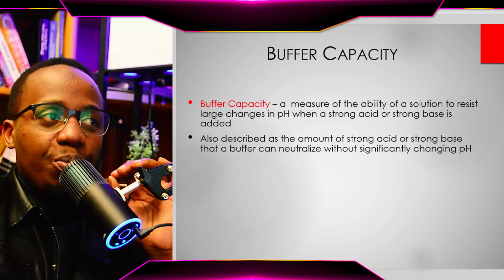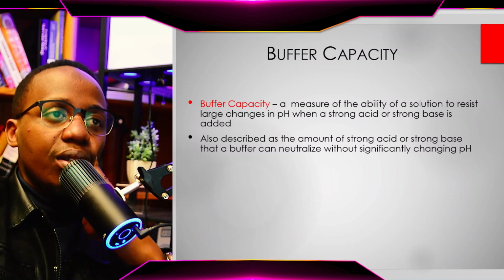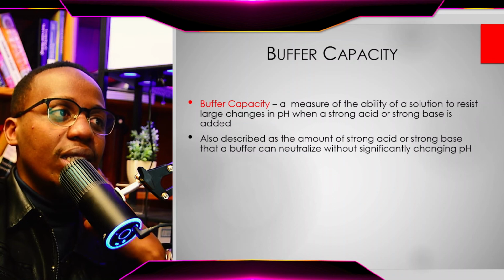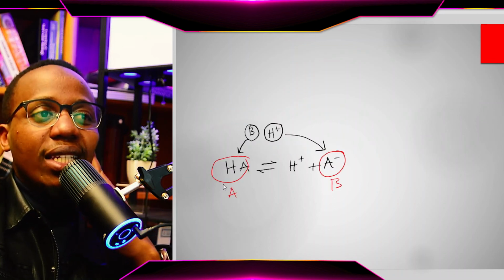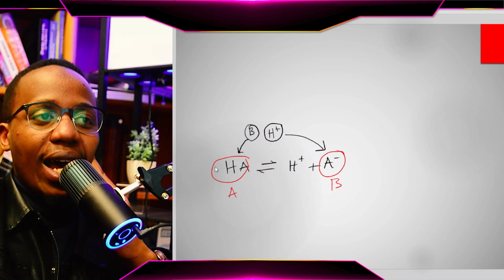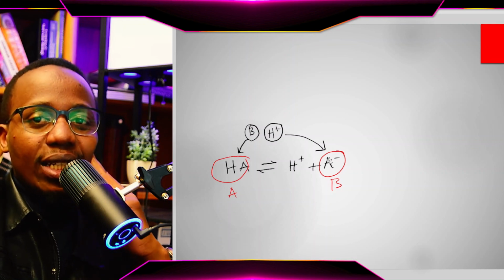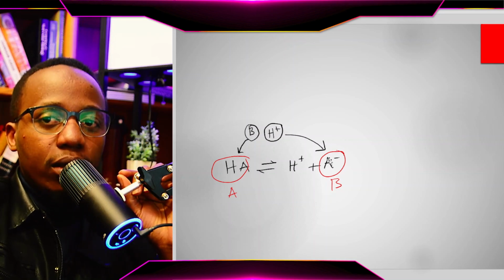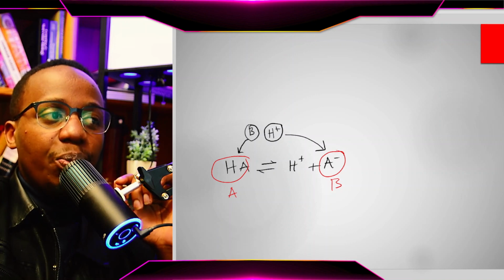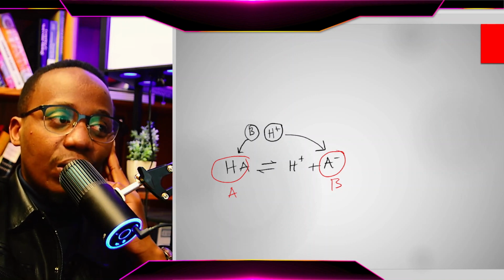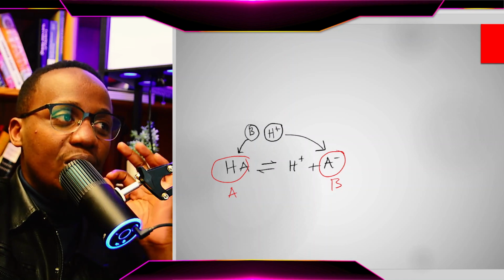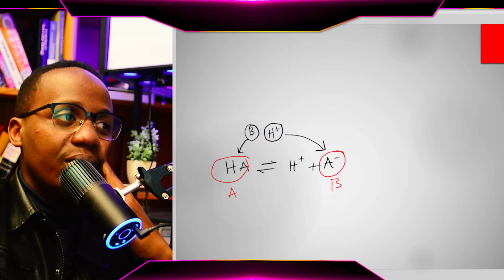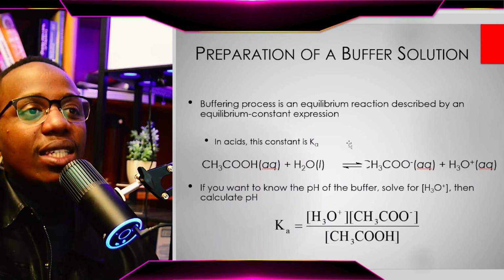Now, how do we prepare buffers in solution? All you do is you get two things. For a buffer, you need two things in solution. For example, if you're preparing an acid buffer, you're going to have a solution of your acid and a solution of your conjugate base, and then you put them together. But knowing how much you're going to put together depends on the pH. So let's talk about the pH of a buffer, because it's kind of very interesting.